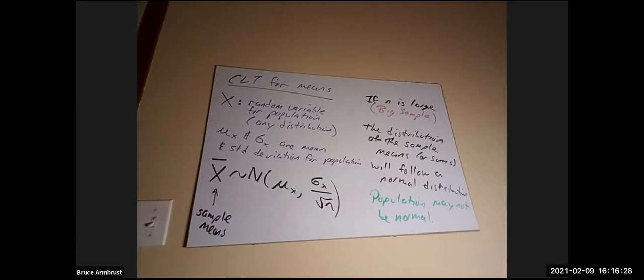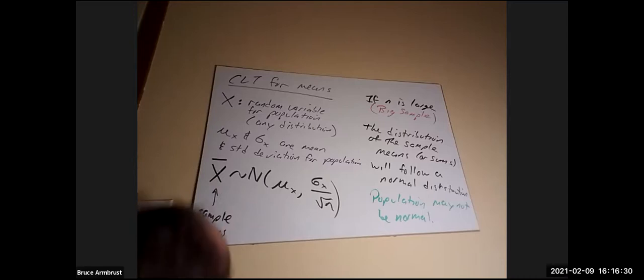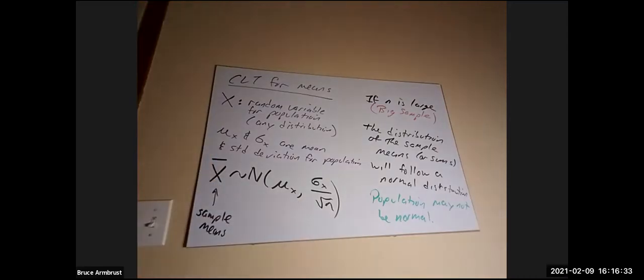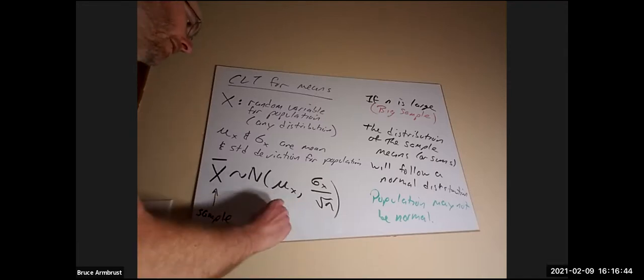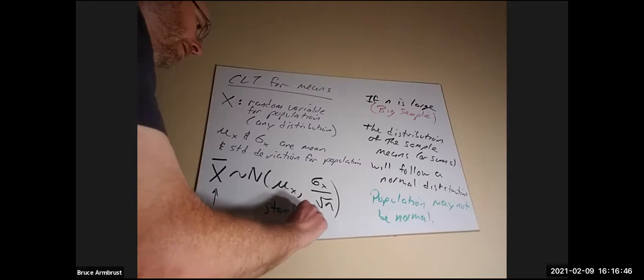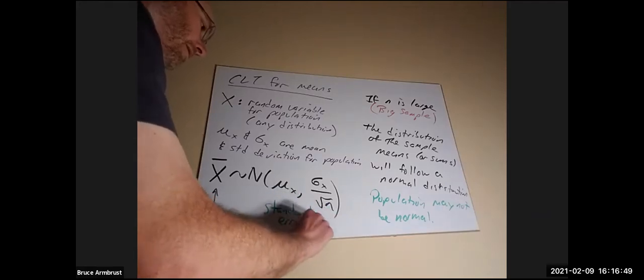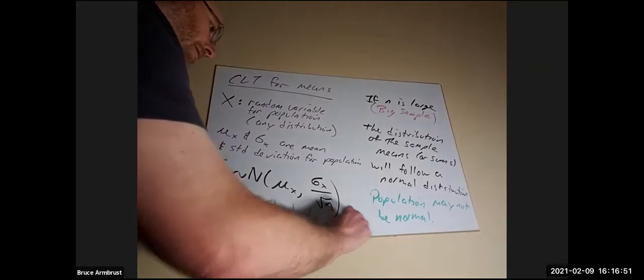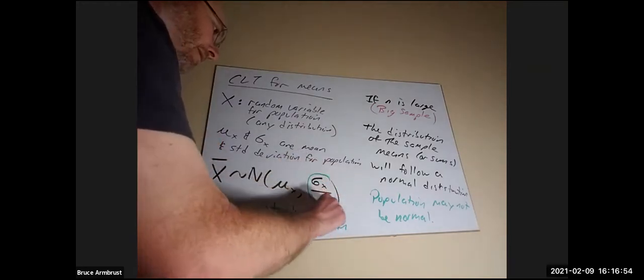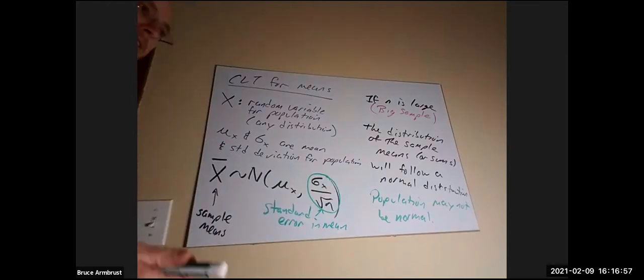All right, so there is a name for this, the standard deviation of the sample means. I want to give you this name so that when you see it, you know what we're talking about. This is called the standard error in the mean. So if you ever see something that says, calculate the standard error in the mean, this is what you calculate.